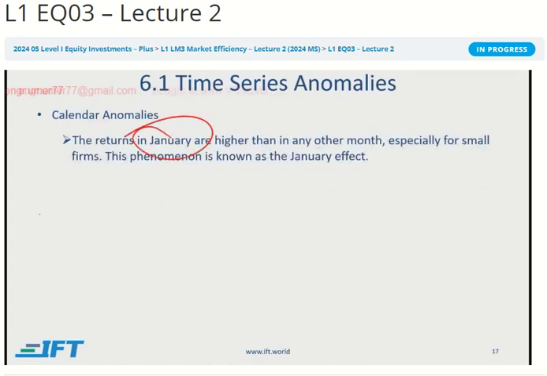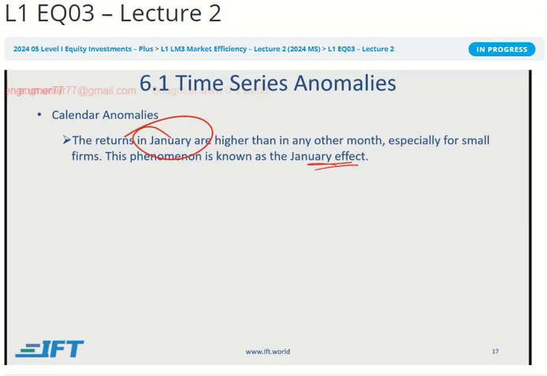The first one, the January effect. And what really happens over here is that stocks go up in January almost always. So if you would just buy stocks in the beginning of January, there's a very, very high chance that you will make a decent return. Now, why does that happen?